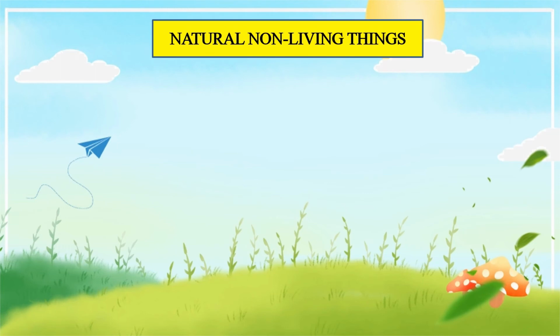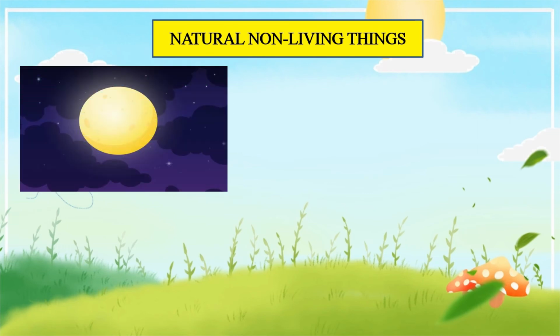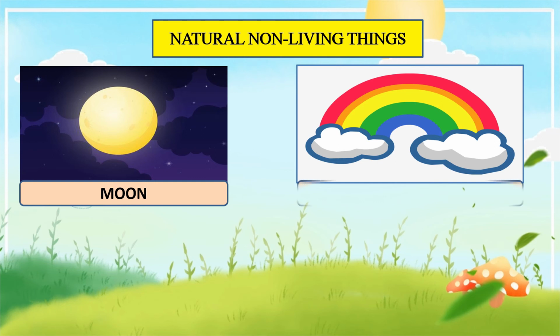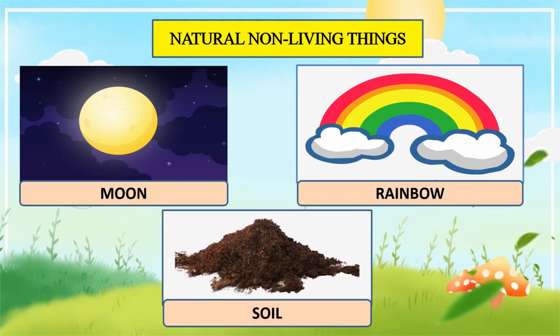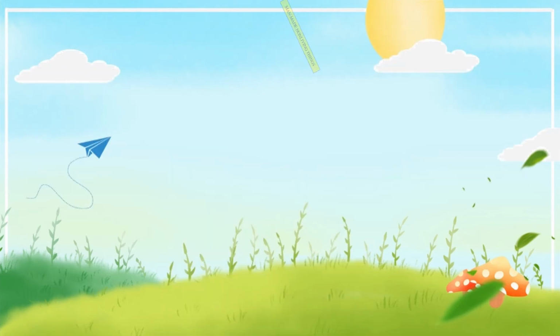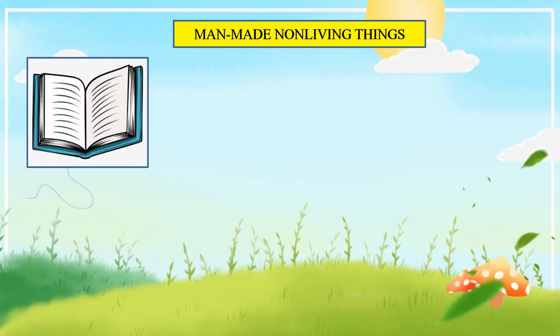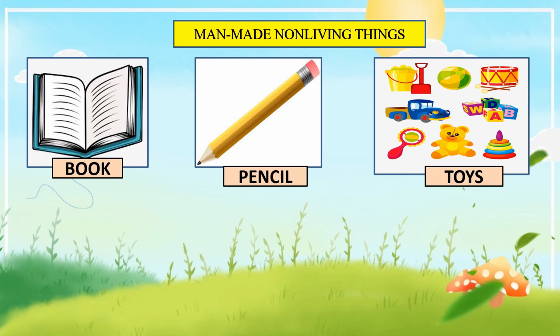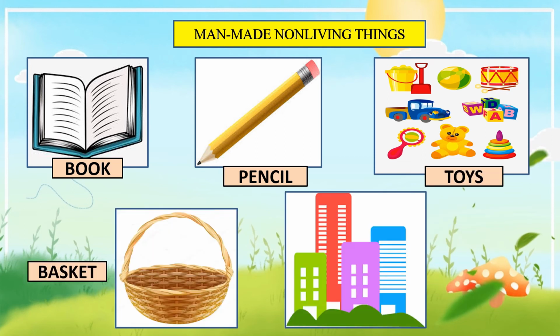Non-living things can be natural or man-made things. Some of the natural non-living things are the moon, rainbow, and soil. While book, pencil, toys, basket, and building are some examples of man-made non-living things.